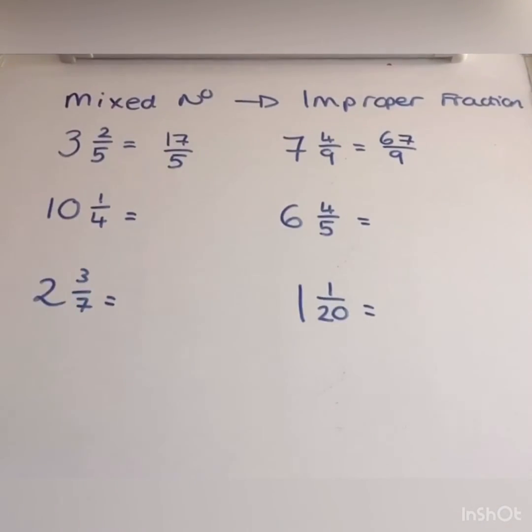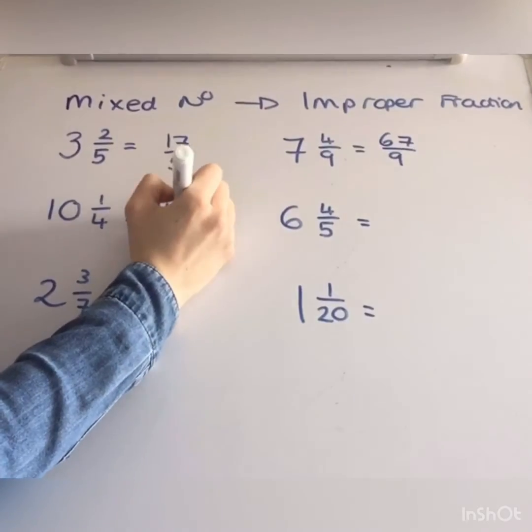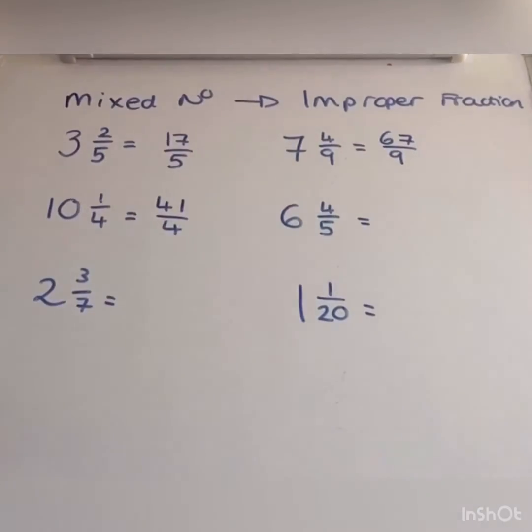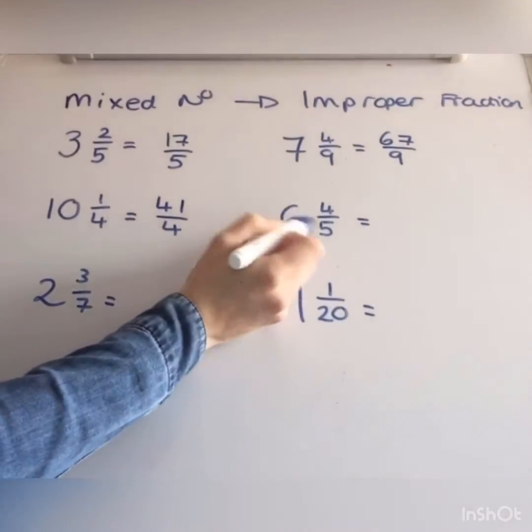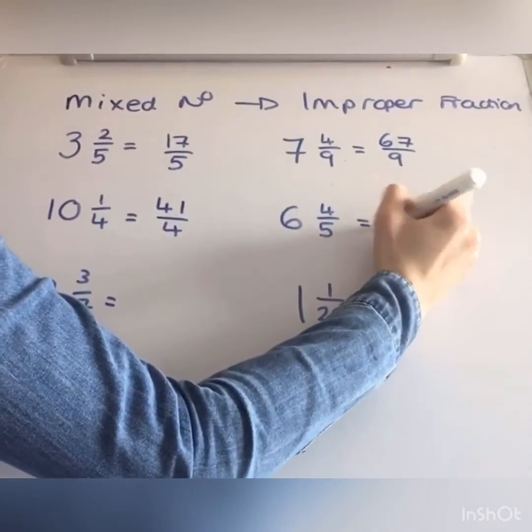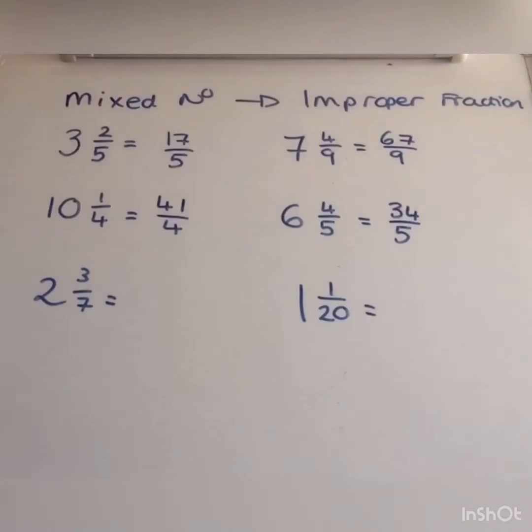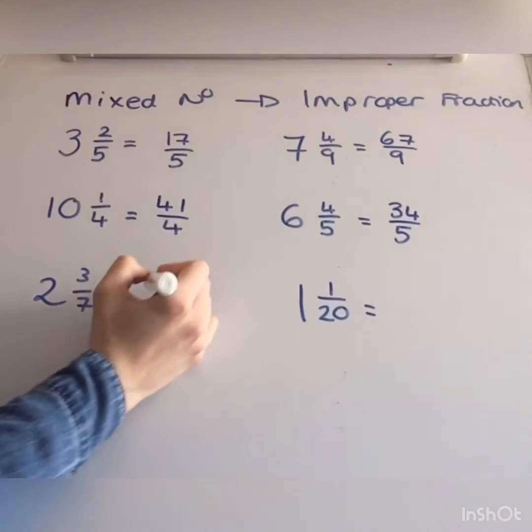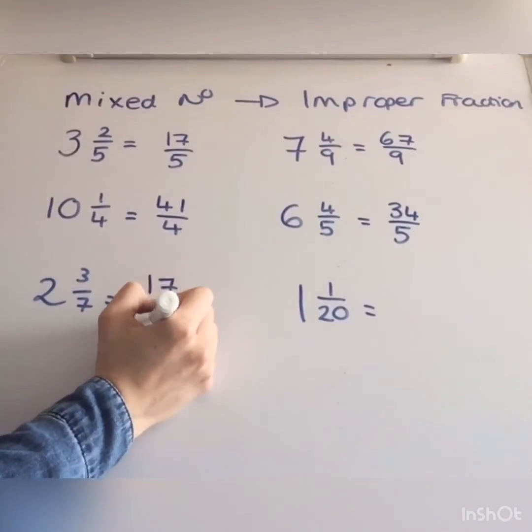10 times 4 is 40. Add the 1 is 41 over 4. 6 times 5 is 30. 30 add 4 is 34, and you pop it back over the 5. 2 times 7 is 14. 14 add the 3 is 17, and it goes back over the 7.